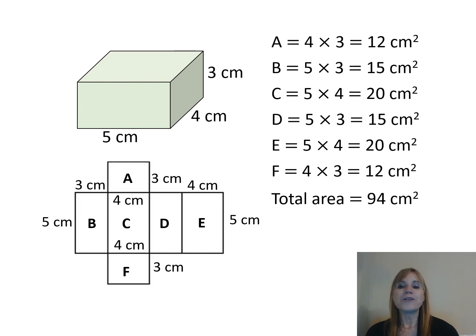So you've probably noticed that these answers are actually in pairs. You can see that A and F are the same, you can see that B and D are the same size, and C and E are the same. So therefore we could actually find just 3 of the sides and then double that answer.